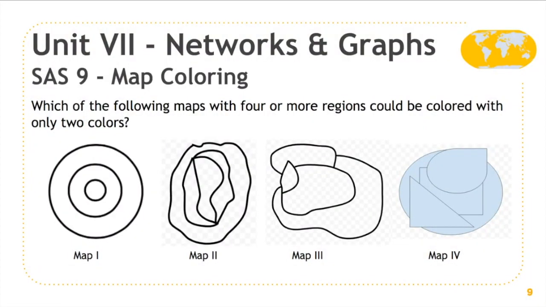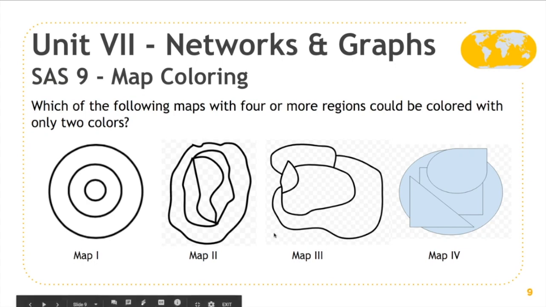Now, which of the following maps with 4 or more regions could be colored with only 2 colors? Now let's look at map 4. It looks like every region is adjacent to every other region except for the teardrop and the triangle. So you would need 1, 2, 3, 4 if you include all the region around the outside of the map. Okay, so that wouldn't work.